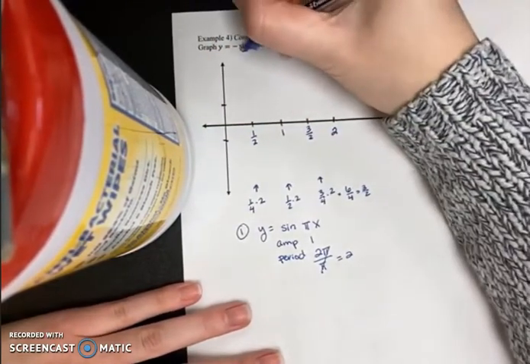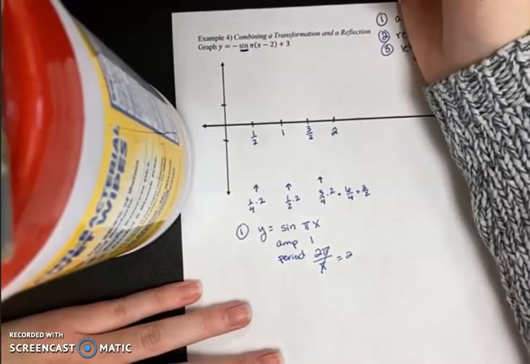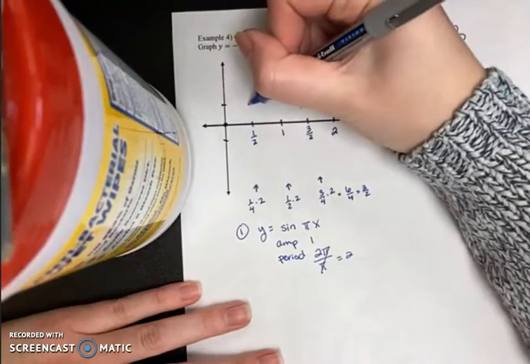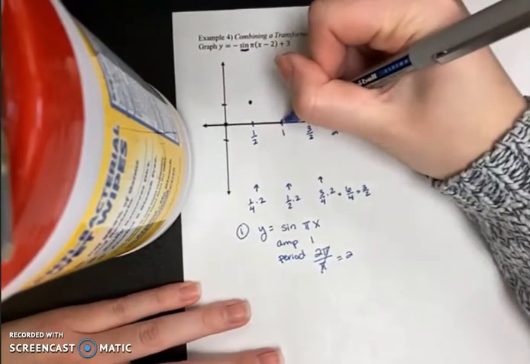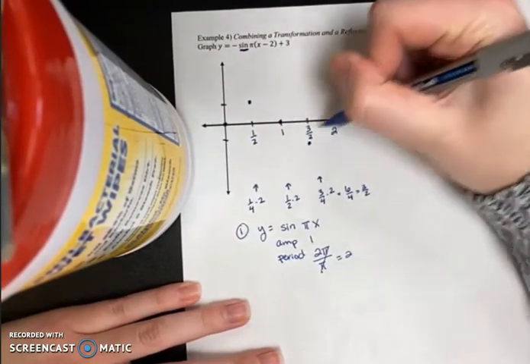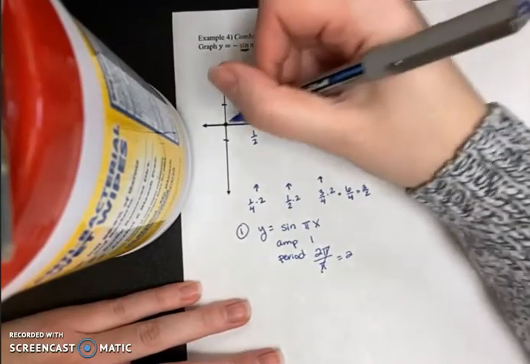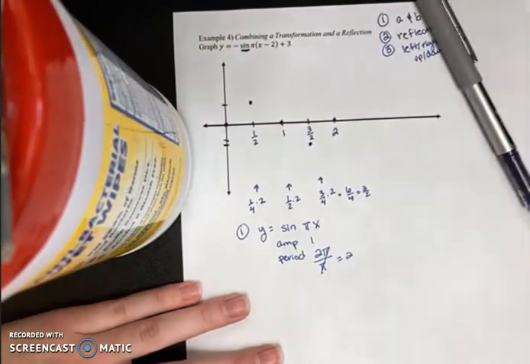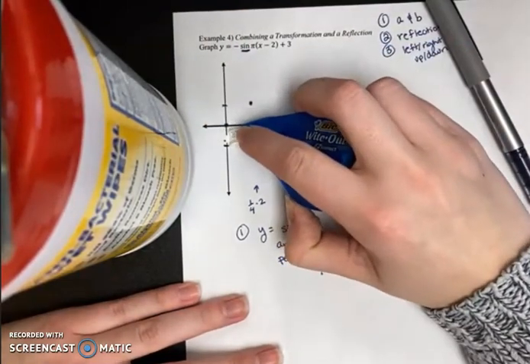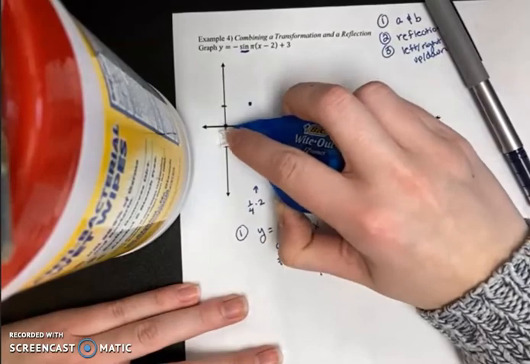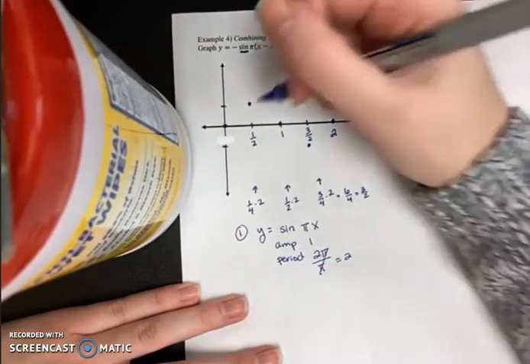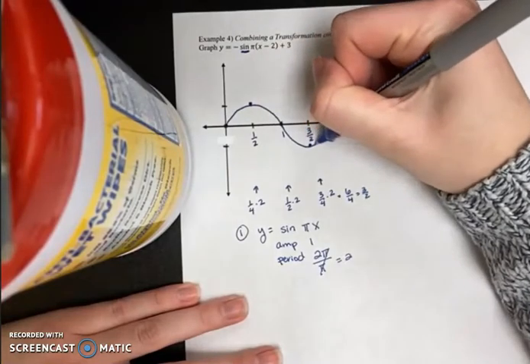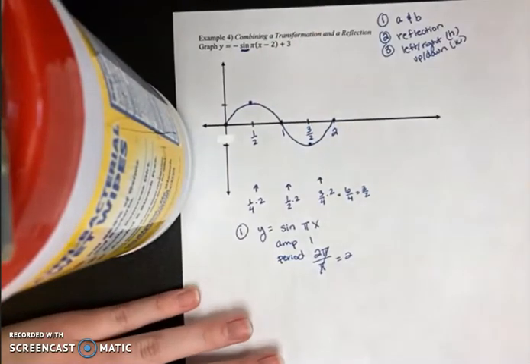Now, it was a sine function, so that does impact the pattern. We start at the origin, up to a max, x-intercept, down to a min, x-intercept. So it should look, sorry, this is a little off. Let me fix that. So it should look something like this. That's step 1.